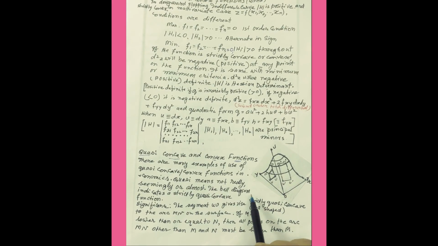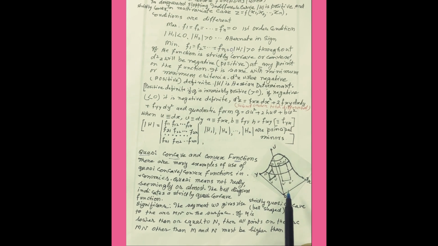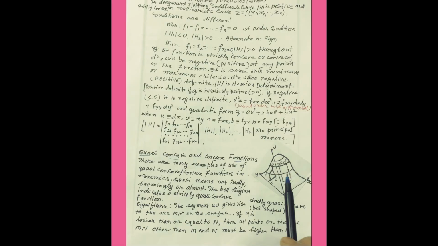Now, there is a good example of a bell diagram. We know the bell diagram. The bell is used in the temples and elsewhere.